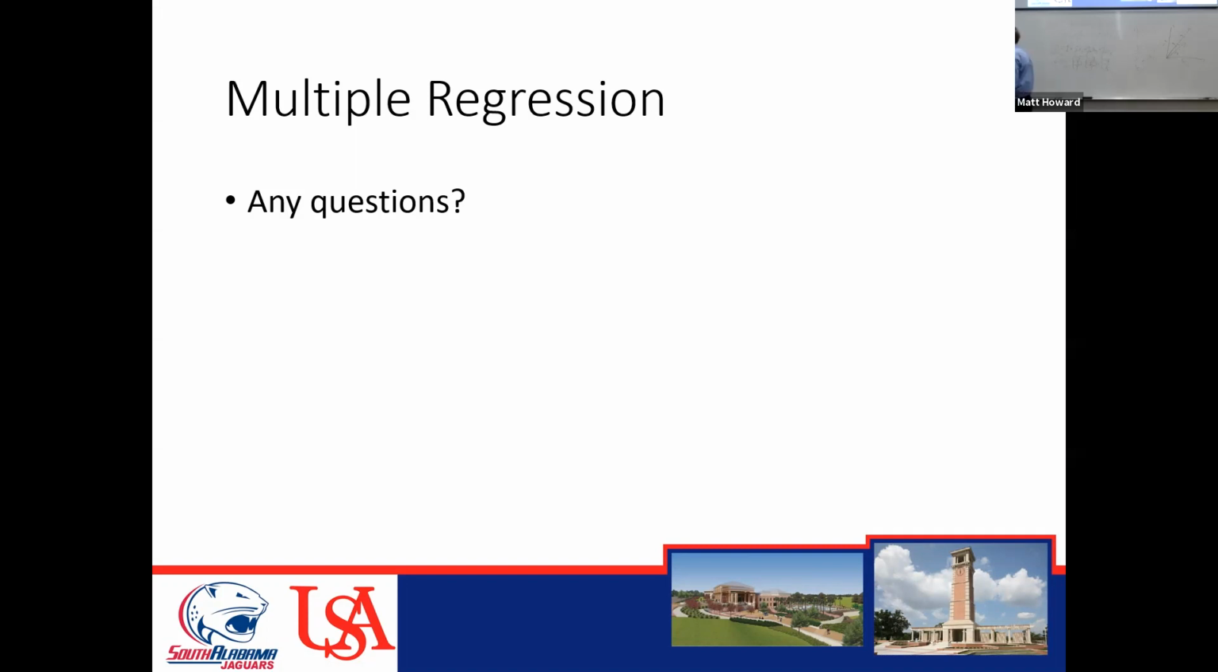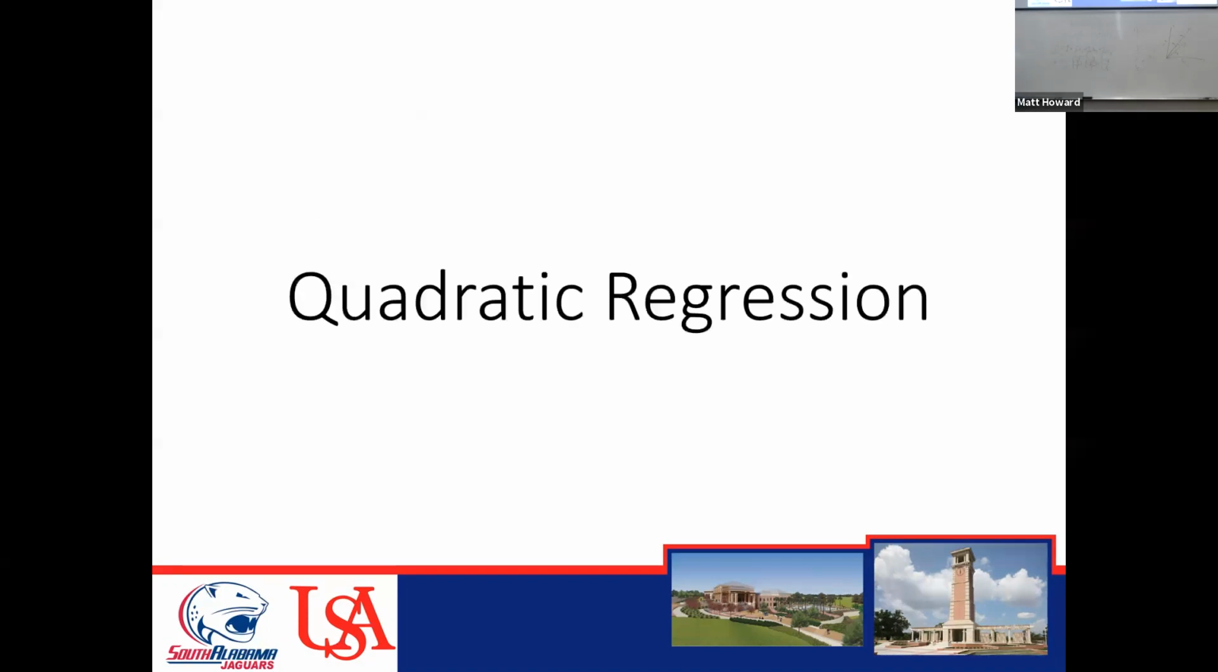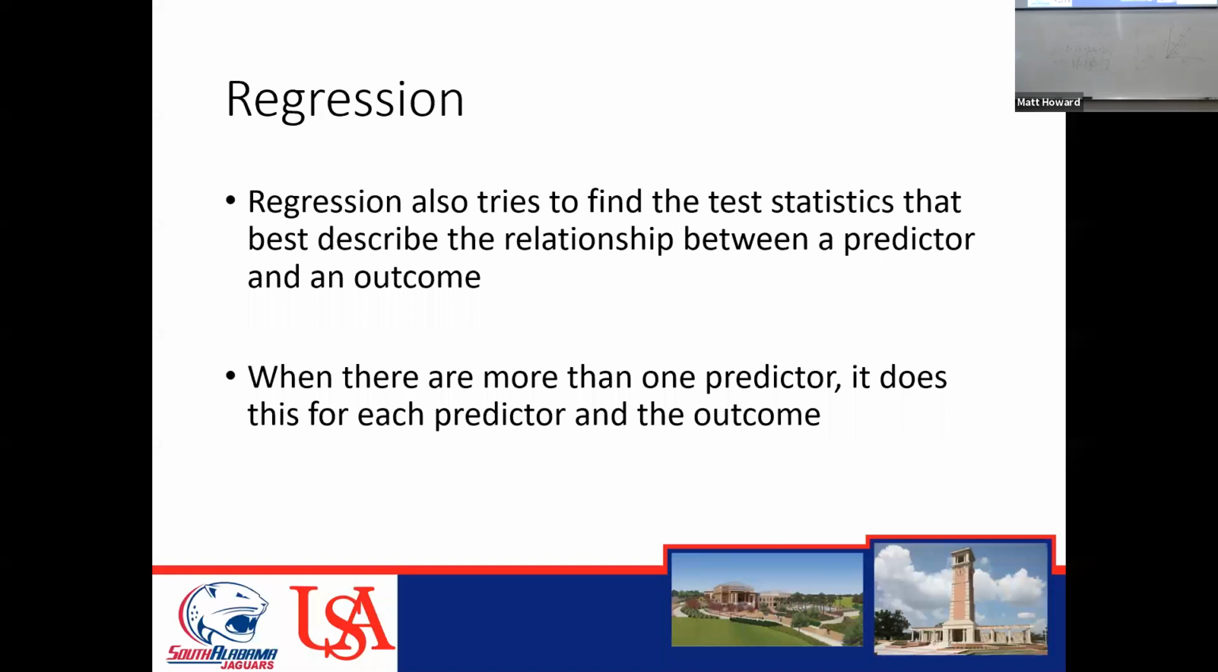Okay, so let's cover the last part, and this is quadratic regression. This should be relatively short because it's regression. You all seem to understand regression, so good job on that. Okay. So we already covered this. Regression tries to find the test statistics that best describe the relationship between a predictor and an outcome. When there's more than one predictor, it does it for each predictor and each outcome. And everything we've covered so far with regression is for linear relationships.